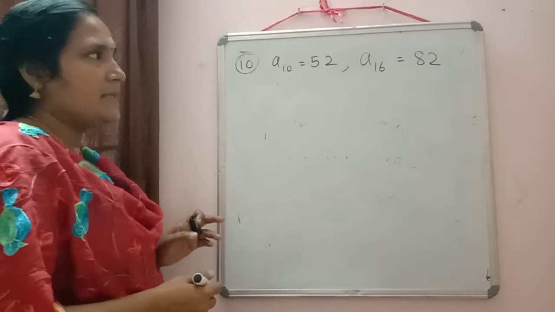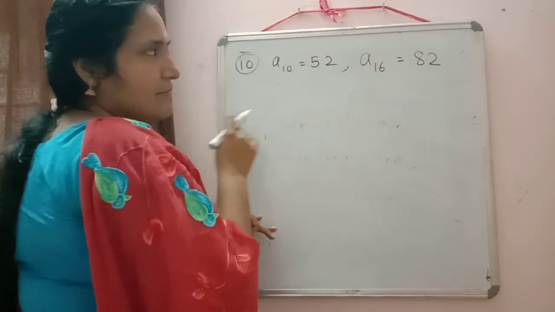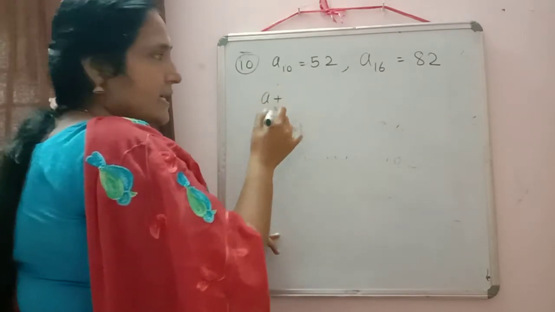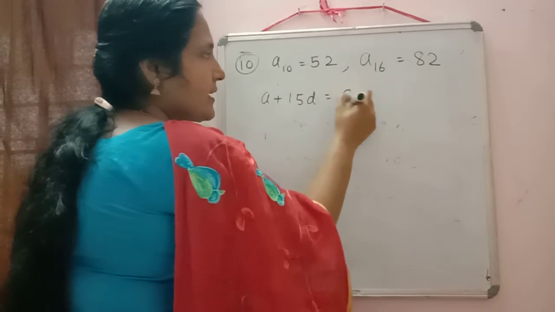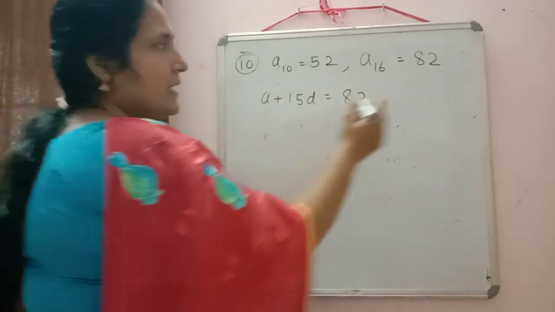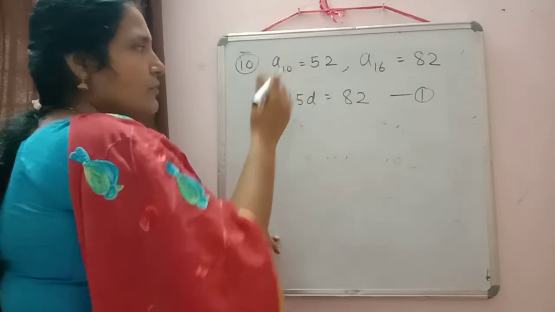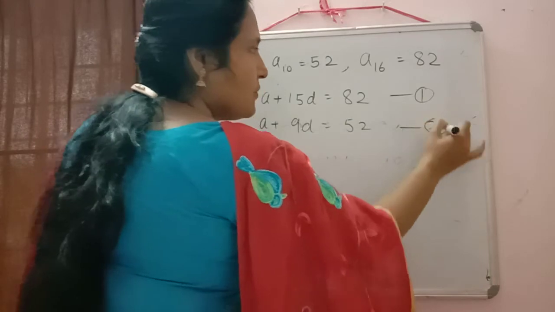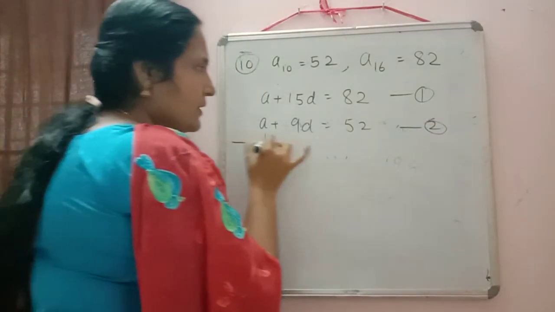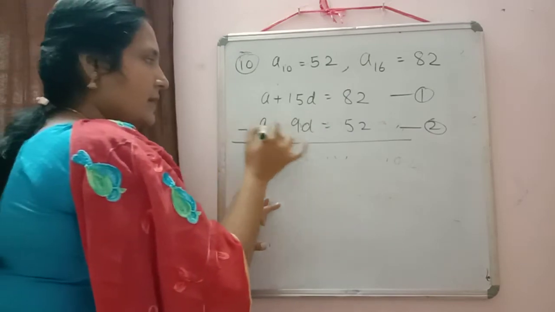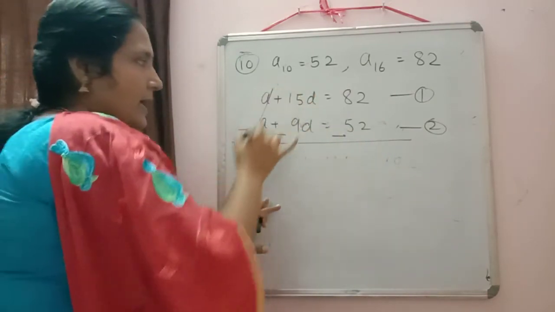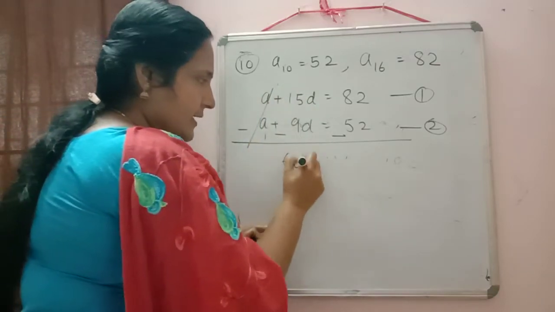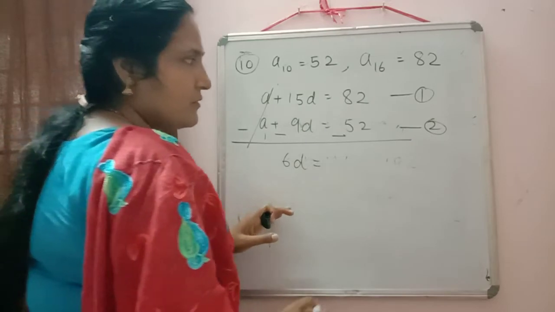Using the information, since this one is greater, I am writing this one first. A16, according to the formula, what will come? A plus 15D is equal to 82. Make it equation number 1. And this one, what will come? A plus 9D is equal to 52, equation 2. Now instead of writing again, we can do the subtraction. A and minus A will get cancelled. 15 minus 9, 6D is equal to 82 minus 52.